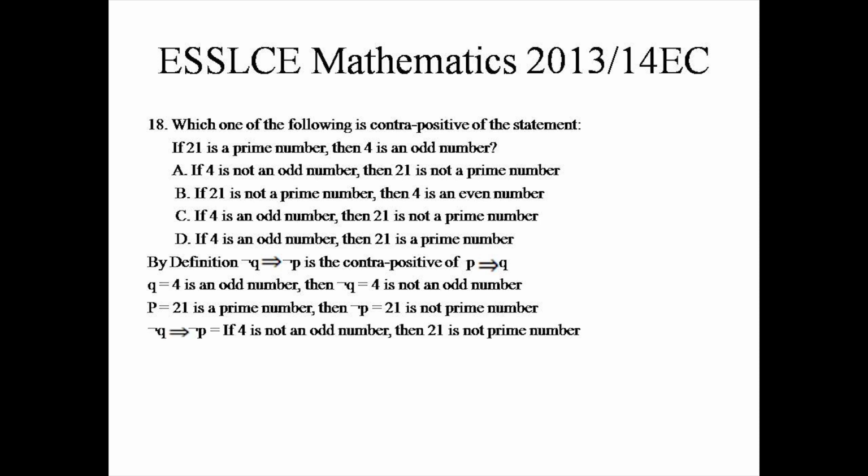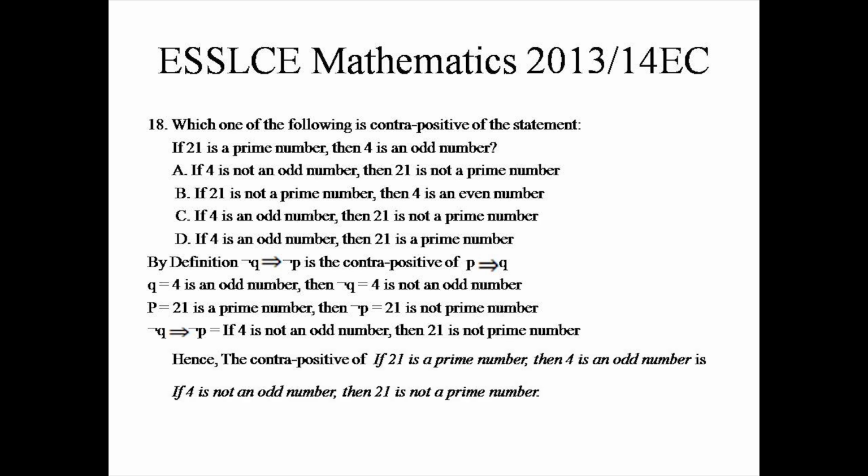Thus, negation of Q implies negation of P can be written as: if 4 is not an odd number, then 21 is not a prime number. Therefore, the contrapositive of the statement is: if 4 is not an odd number, then 21 is not a prime number. So the correct answer is choice A.